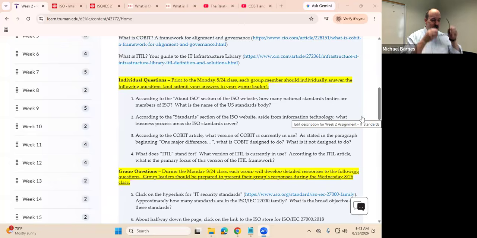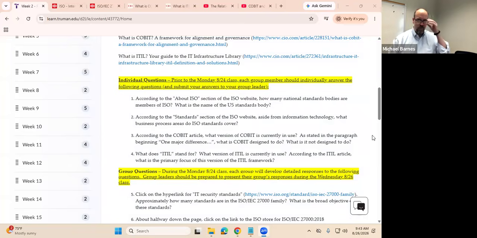All right. So I'm talking a little bit more about ISO. This is kind of an interesting one. According to the standards section of the ISO website, aside from information technology, what business process areas do the ISO standards cover? Kennedy, what's your group say on this one?